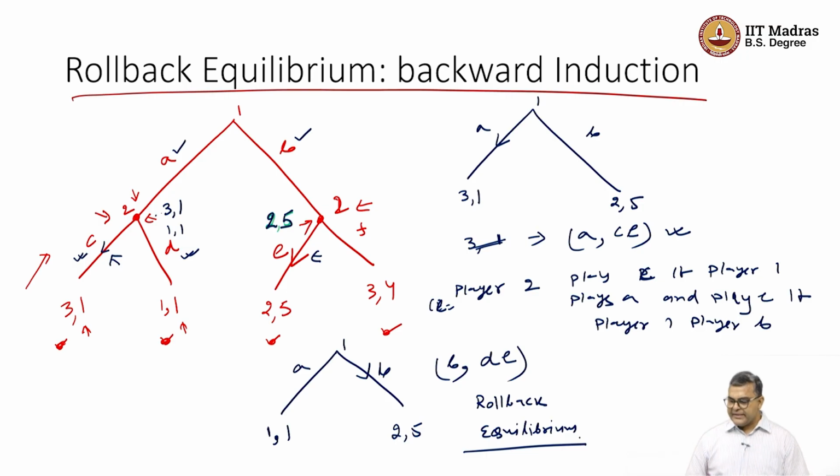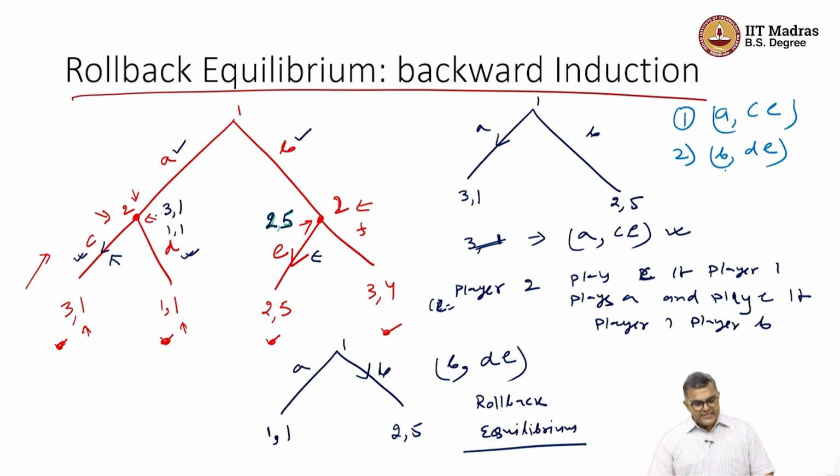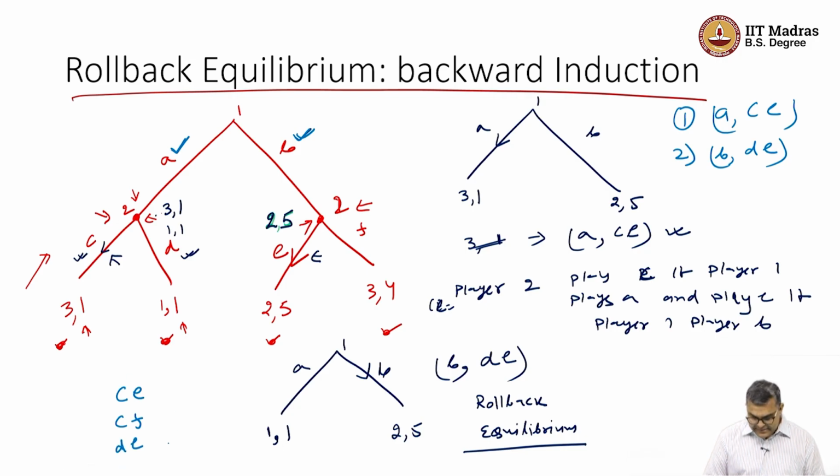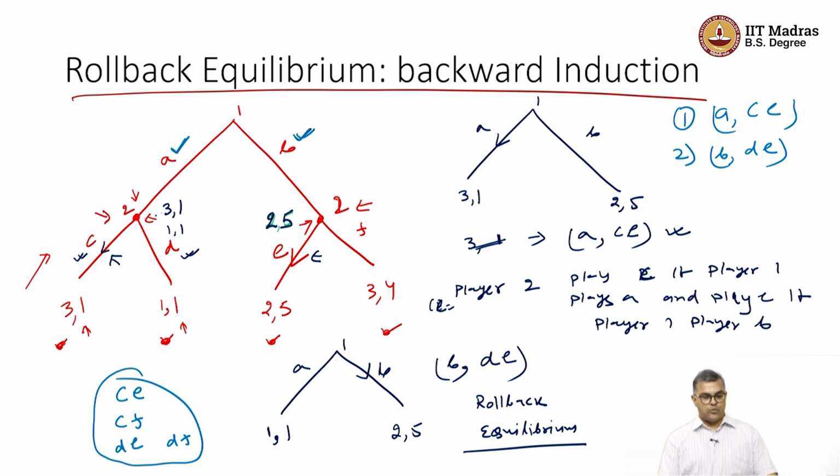So, what do we get? In this game we get two equilibria. One is A comma CE and the second is B comma DE. Let me emphasize once again that player 1 has two strategies, A and B, and player 2 has 4 strategies. What are those 4 strategies? In short, we can call them CE, CF, DE and DF. These are the 4 different strategies available to player 2.